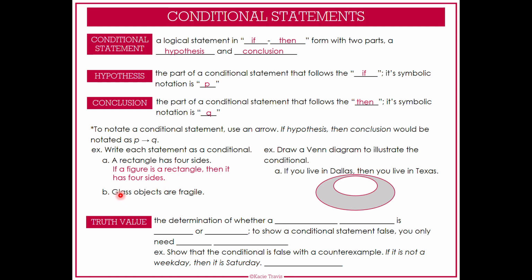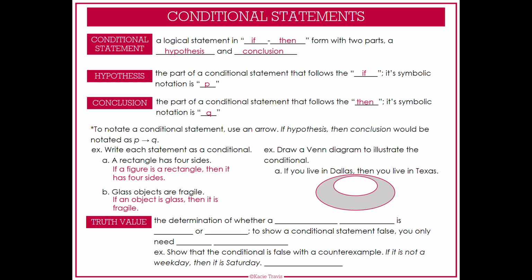Next thing, we got glass objects are fragile. So what's the thing we're talking about? An object. What's that object made out of? Glass. And because it's an object made out of glass, it's fragile. So the way we write this up is, if an object is glass, then it's fragile. Nice and simple, no biggie.